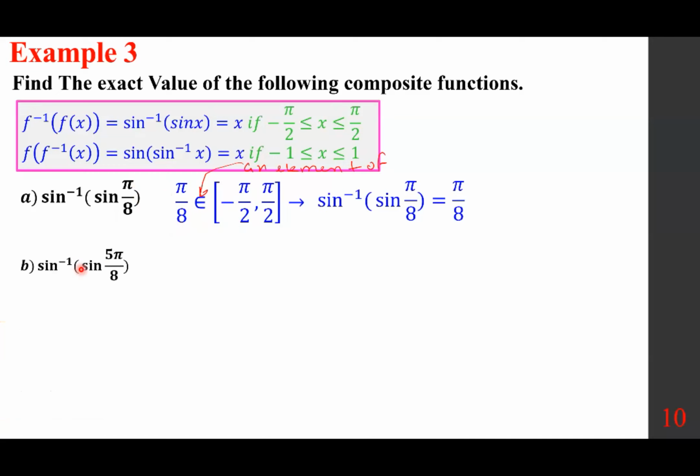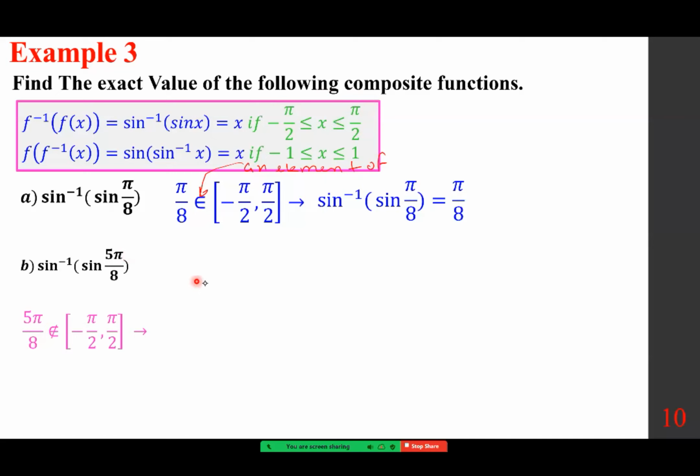What about sine inverse of sine of 5 pi over 8? We look at the same thing. Is this arc angle between these two values? If it is, the answer is itself. But it's not. Remember, 5 pi over 8 is larger than 4 pi over 8, which is pi over 2. So it's not. Meaning, this is in the second quadrant. For sine, the restriction is from the fourth quadrant to the first quadrant. So that's not the answer.